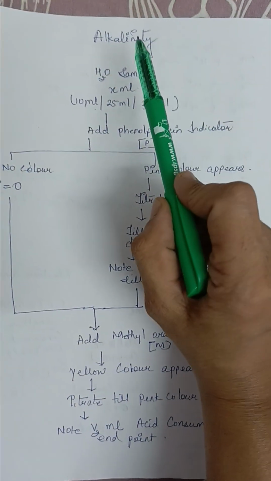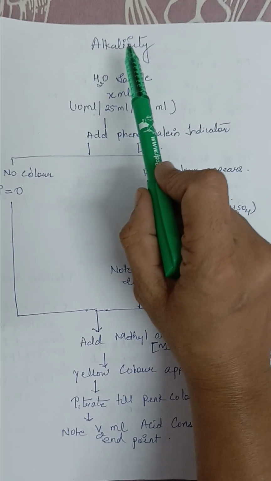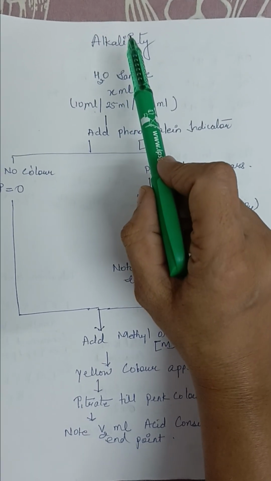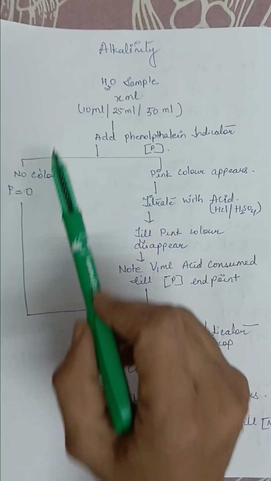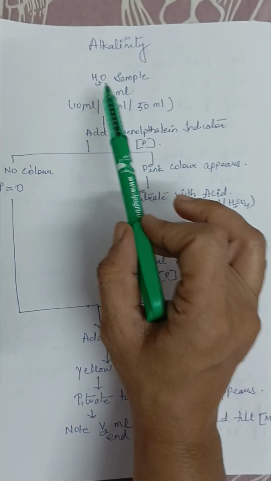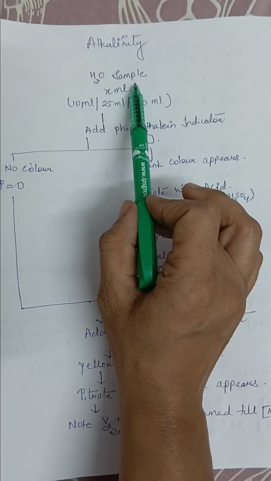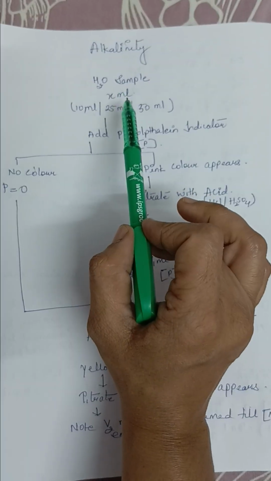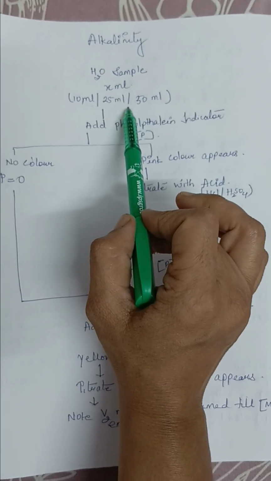Hello all. So today we will be dealing with numericals of alkalinity. Before proceeding towards how to solve them, I am just explaining to you the process of titration in a summarized way. First of all, we take the given water sample for which we have to analyze the concentration of the alkalinity and what type of alkalinity is present in the water sample.